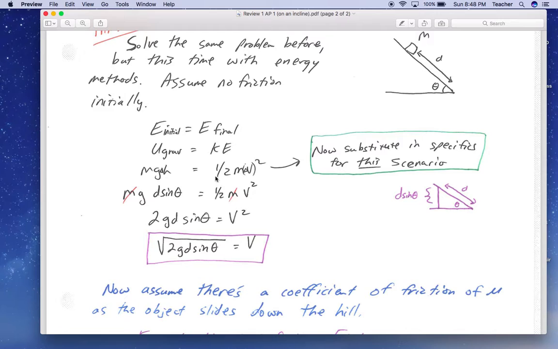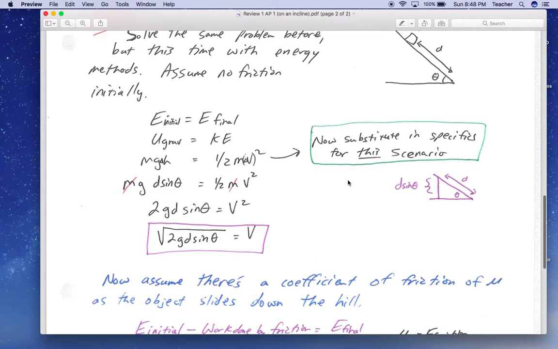mg delta h is equal to 1/2 m delta v squared. But now we're going to substitute the specifics in for this scenario. Well, what's the delta h? What's the height? Well, I redrew this hill again. If this is d, this is theta, again, thanks to the rules of trig, this is the opposite side. So I know the hypotenuse is d and I know the angle is theta. Therefore, the opposite side would be d sine theta. So I can say mg d sine theta.